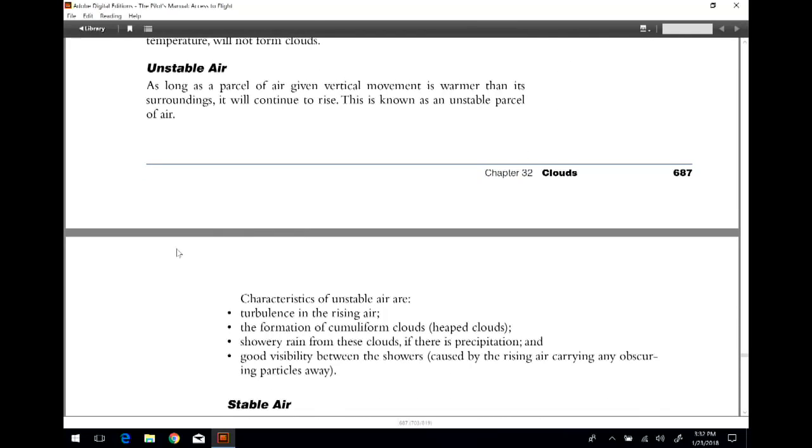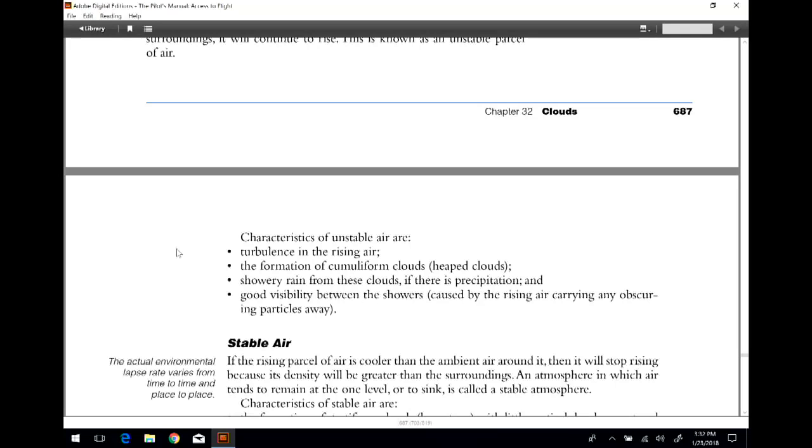Unstable air. 4 bullet points here. These are things you're going to need to know. Turbulence from rising air, cumuliform clouds, showery rain from these clouds, which mixes with the air, and the precipitation falls.